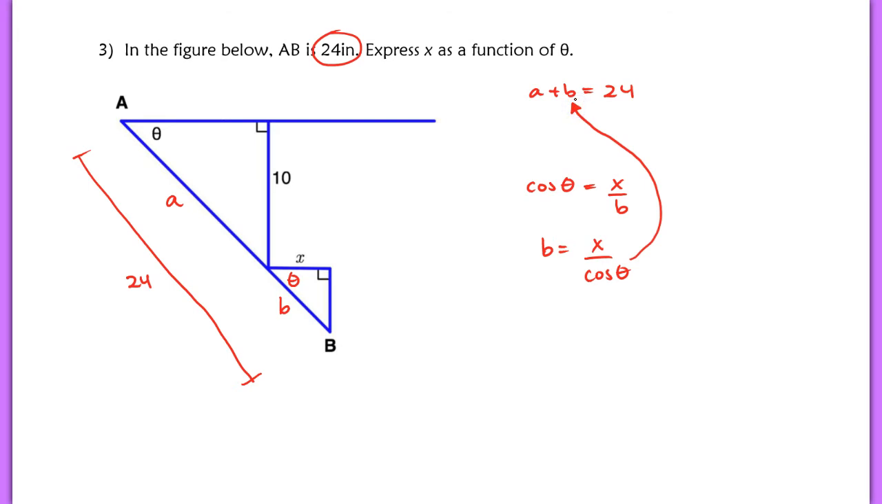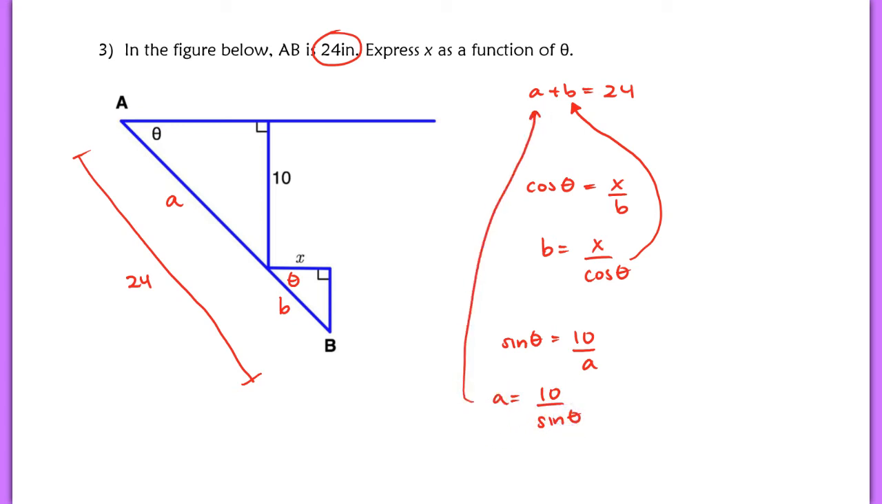Okay, and I'm going to do a very similar process now for trying to define a, because if I can get a out of there, now I'll have just x in terms of theta. I'm just trying to decrease the amount of variables that I'm using so that I just end up with thetas and x's here. All right, now in this particular triangle, I have the opposite side and I have the hypotenuse. So this is the sine of theta equaling 10 over a. So a is equal to 10 over the sine of theta. So again, I can make that substitution in here.